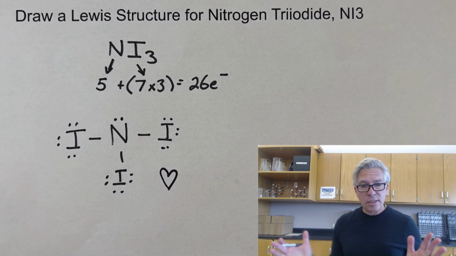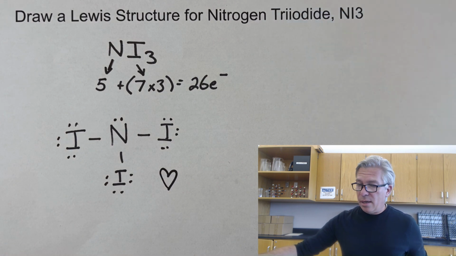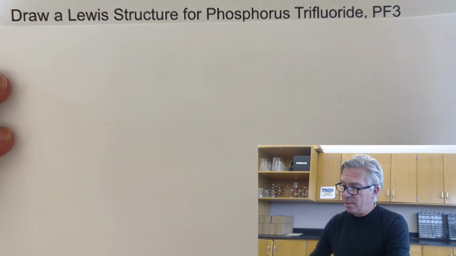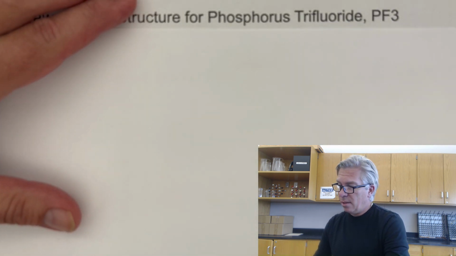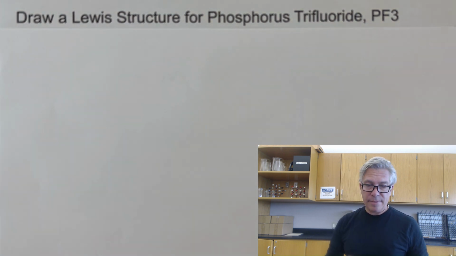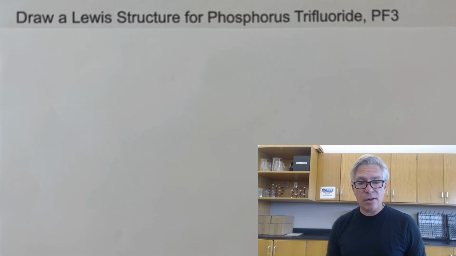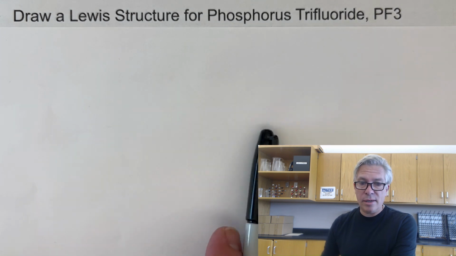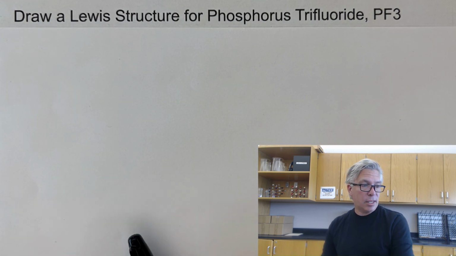So I have another similar one for you to try, and we'll get that one set up. Following the same set of steps, this is draw the Lewis structure for phosphorus trifluoride, PF3, and follow the same steps. Feel free to pause the video and see if you can draw a Lewis structure for phosphorus trifluoride while I give you a second or two.